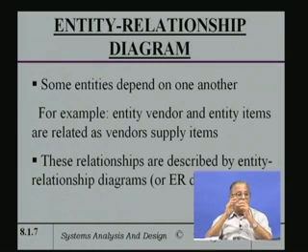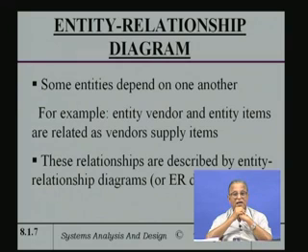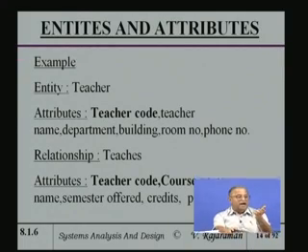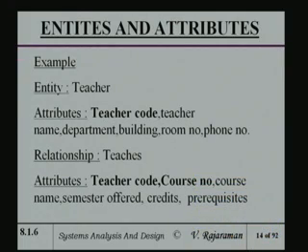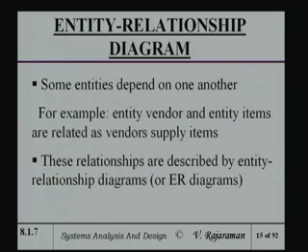So some entities depend on one another. Okay, in fact we saw this. See, here teacher and course are two entities which depend on one another. So entity vendor and entity items are related as vendor supplies items. These relationships are described by an entity relationship diagram. So it's a graphical method, as we have always been pointing out. A picture is worth 100 words.